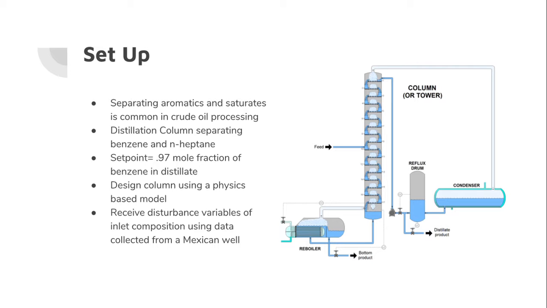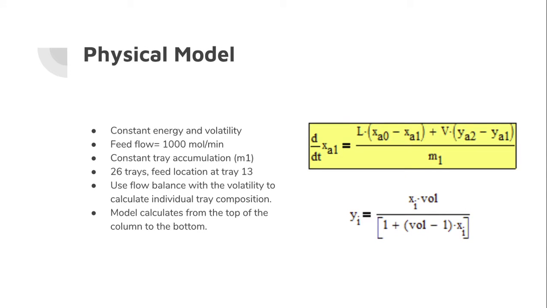We decided that we would make a physical model using a physics-based model, and that we would receive disturbance variables of the inlet composition using data collected from a Mexican lab. For our physical model, we assume constant energy, volatility, feed flow, and constant tray accumulation. We assume our column has 26 trays with our feed location at tray 13.